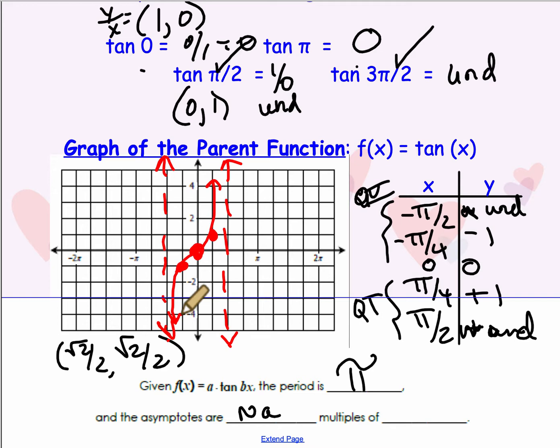Because of the periodicity of pi, I know that if I go one more pi, so I'm at 3 pi over 2, I'm going to get a repeat of that function. And if I go in the negative direction pi units, to negative 3 pi over 2, again, I'm going to get just a repeat of that function. And so there we have our tangent function.